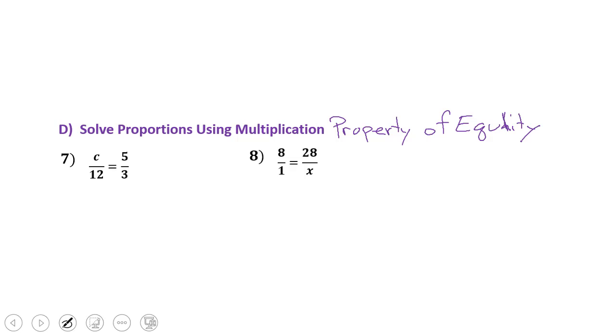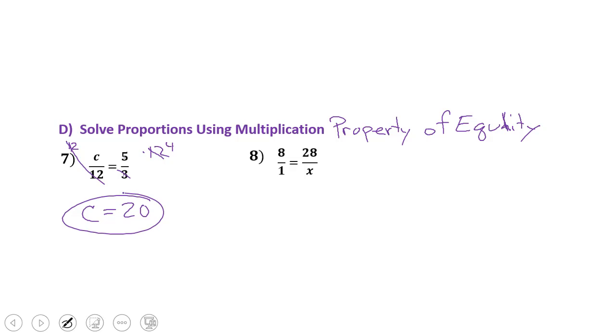And in number 7, c is to 12 as 5 is to 3. And so I'm going to use the multiplication property of equality and multiply both sides by the same number. So I'm going to multiply both sides by 12. Oops, I need to write 12. Times 12 on both sides. And they cancel out on the first side, leaving me c. And then 3 goes into 12. I can simplify that out before I multiply as 4. And 5 times 4 is 20.